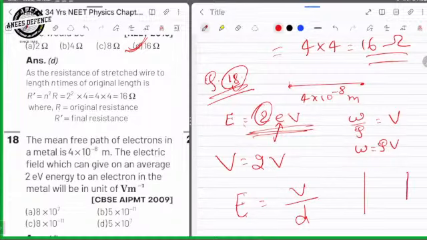In case of a capacitor, distance between plates is d and electric field between plates is E, right?